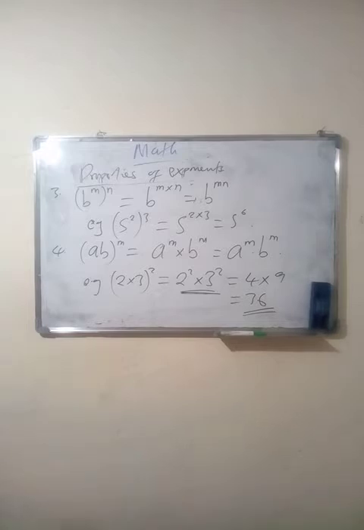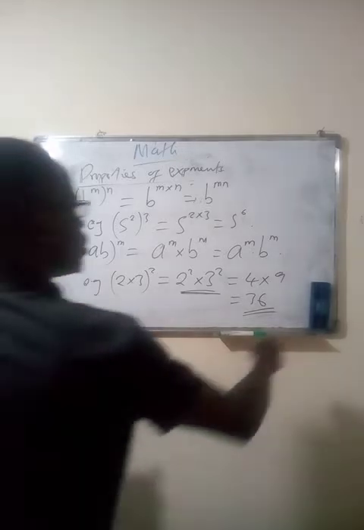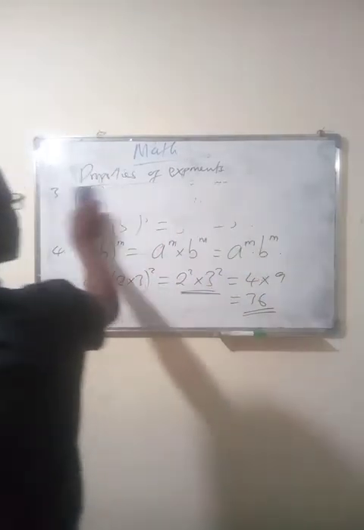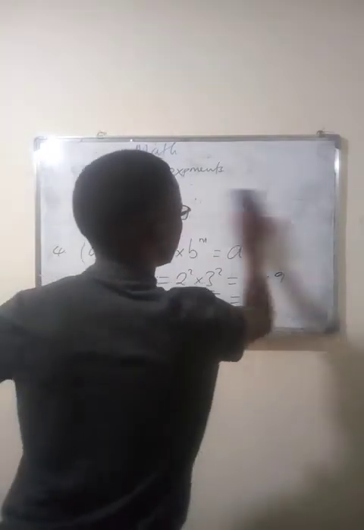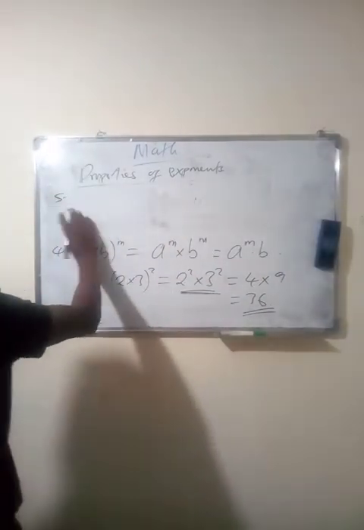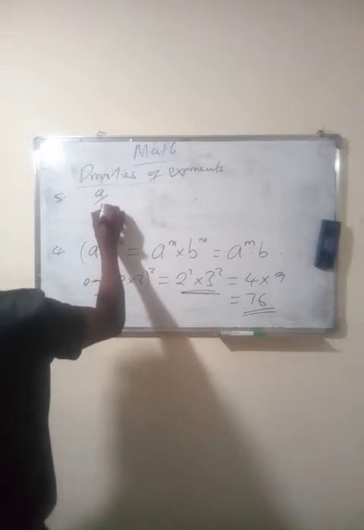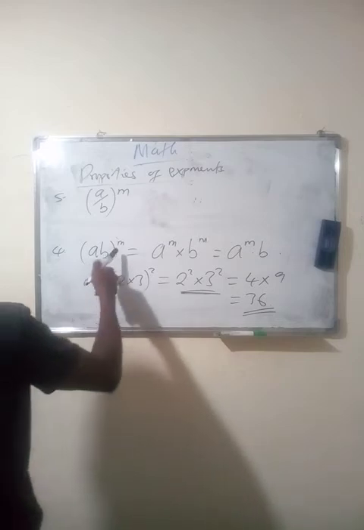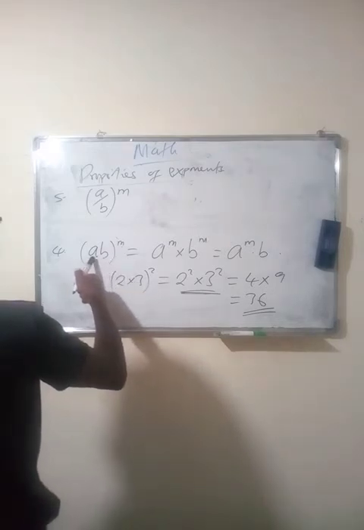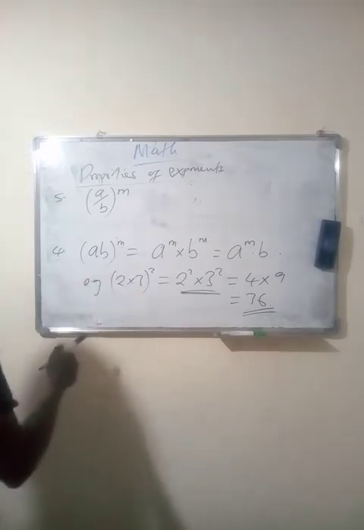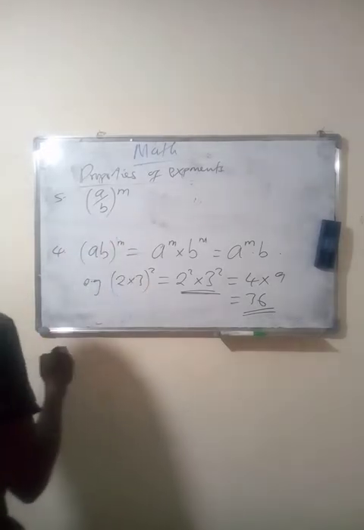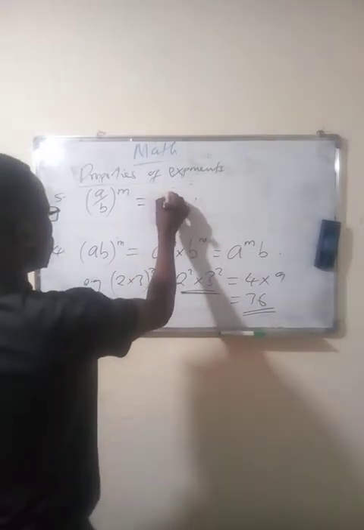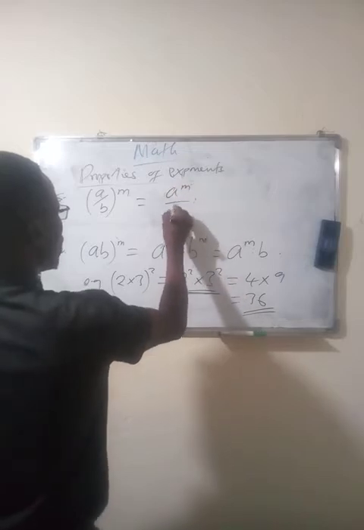Okay. But what I wanted you to understand is up to that point. And then let's look at another one that is very important. Another property, number 5. Let's say A divided by B to the power M. All right. So in the same manner that we distributed this M to both A and B when we are multiplying, we do the same also when we are dividing A and B. So this is going to be equal to A to the power M divided by B to the power M, right?